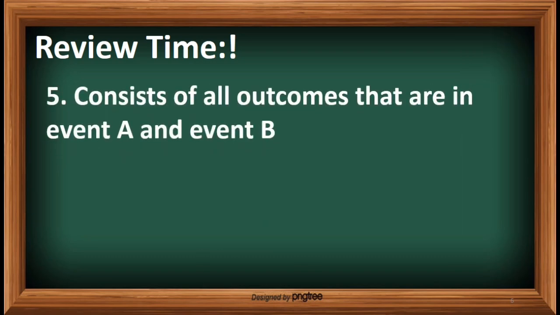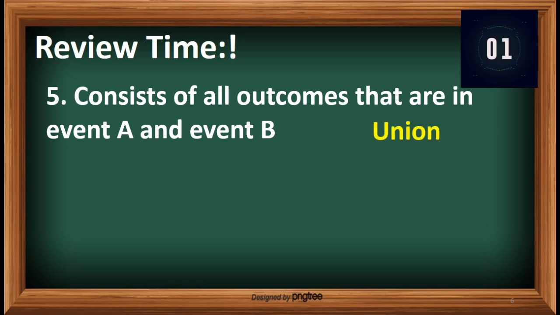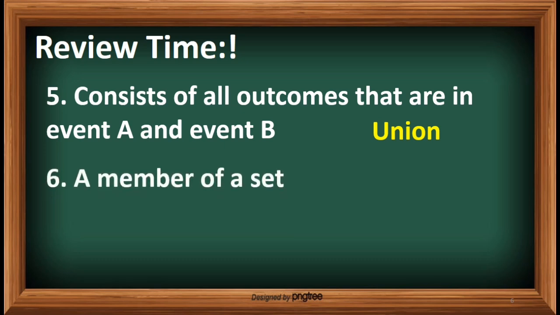Number 5. It consists of all outcomes that are in event A and event B. What do you think is the answer? Very good. The answer is union. And for the last number, a member of a set. So, the answer is element. We are finally done with our review. Let us now proceed to our formal lesson.